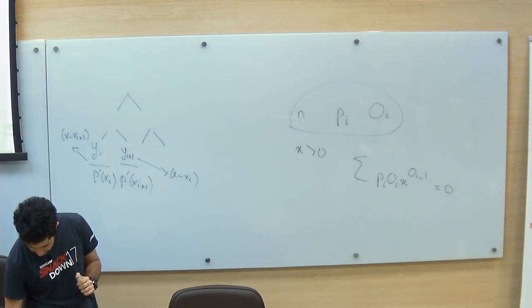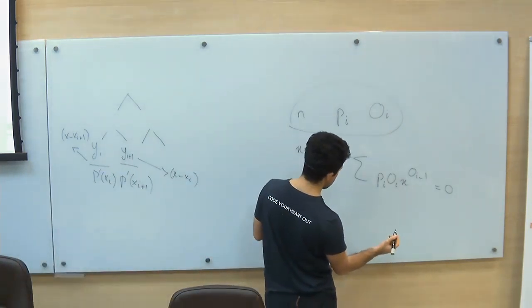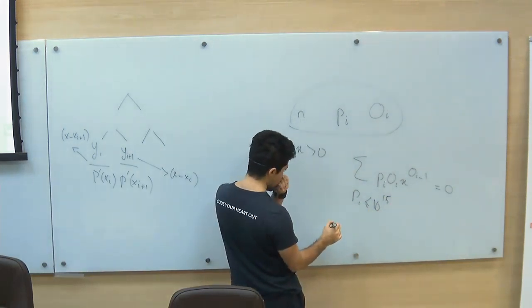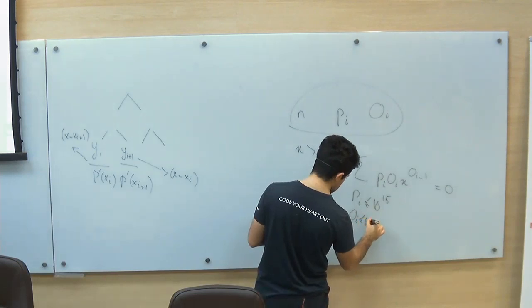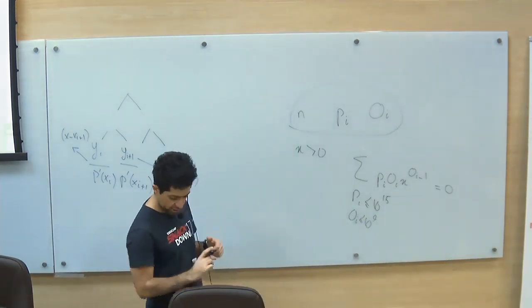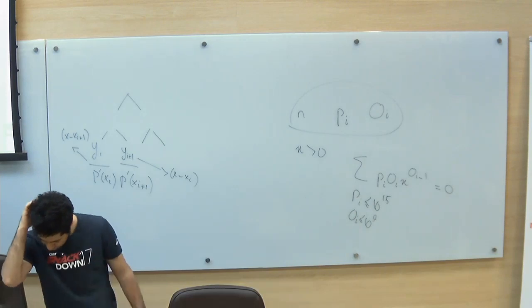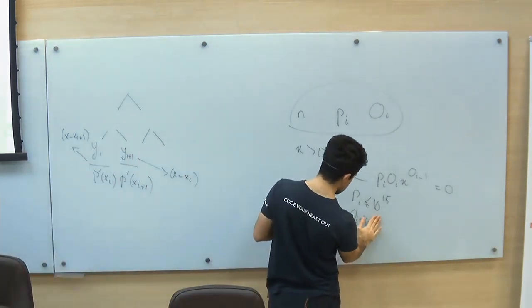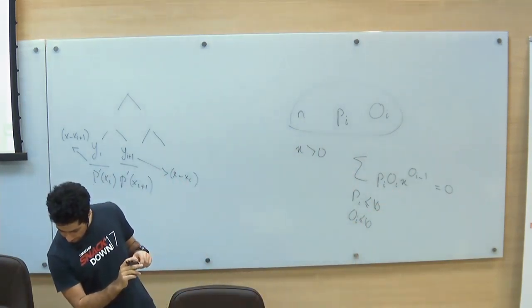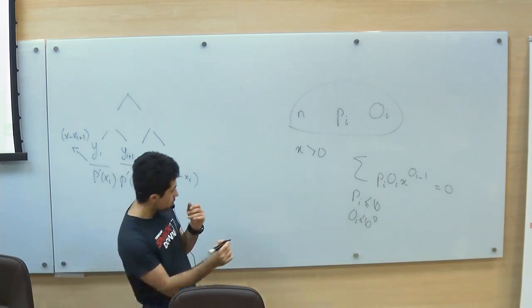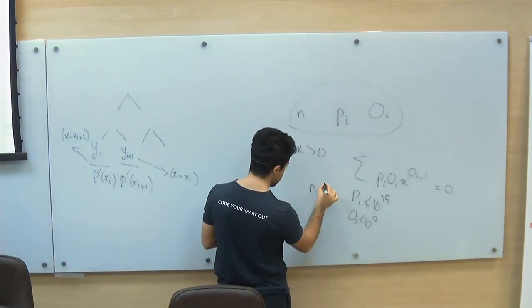How large is n? I will tell you now. I think the P_i was up to 10 to the power of 15, and O_i was up to 10 to the power of 9. I think that was the constraint. Let me check. I was wrong. It was the reverse. No, it was right. And also n is less than 1,000.